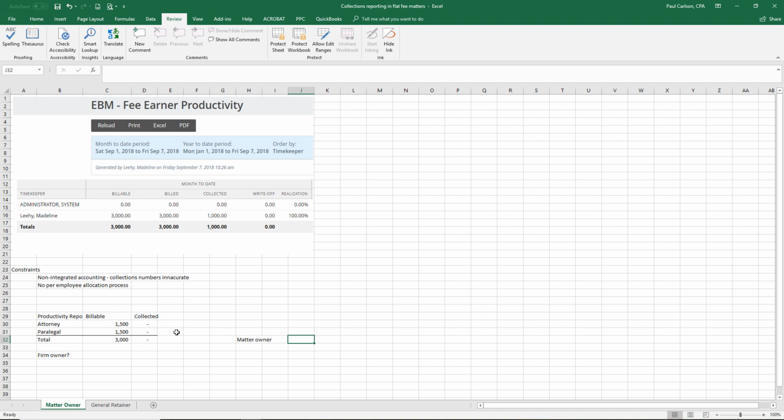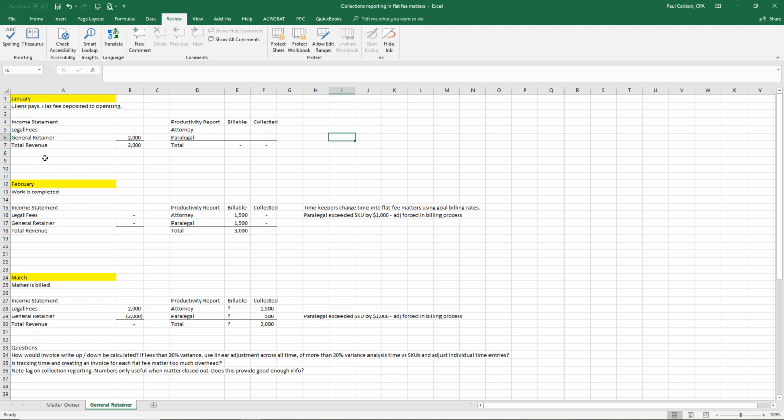So what we've been working through is we're working within Actionstep. And Actionstep is integrated practice management and accounting in one app, so that fixes the first constraint. And then Actionstep has a process where it supports a concept of general retainers.